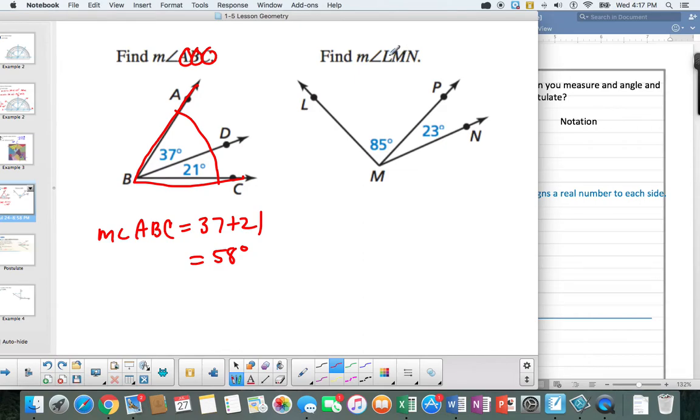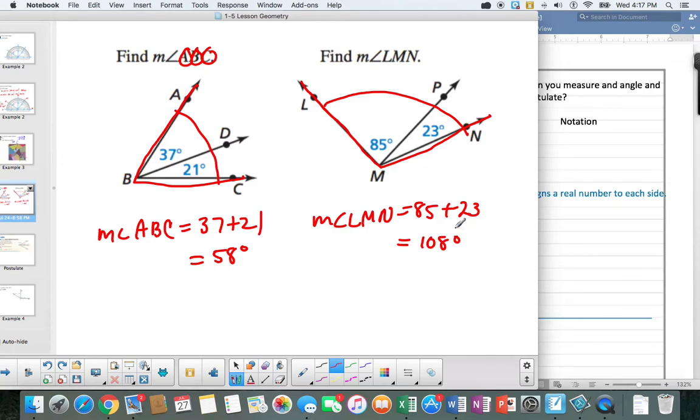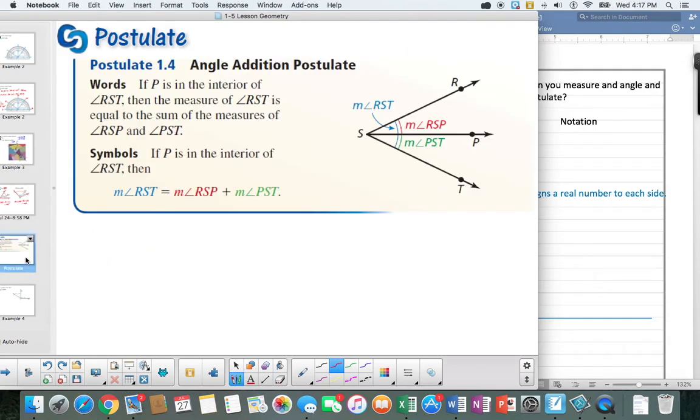They'd like me to find LMN. Start with L, M will be the vertex, and then N. And again, this is a big angle. So the measure of angle LMN is equal to 85 plus 23, and so this answer will be 108 degrees. This looks like the segment addition postulate, when you add the two little things and it makes a big thing. And that's what this one is called. It's called the angle addition postulate.